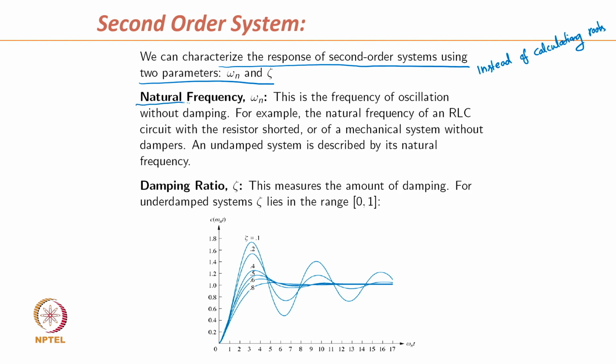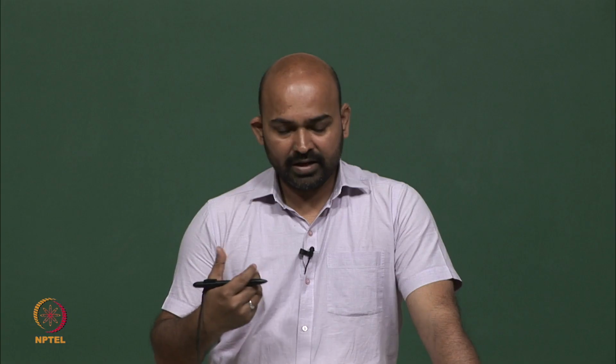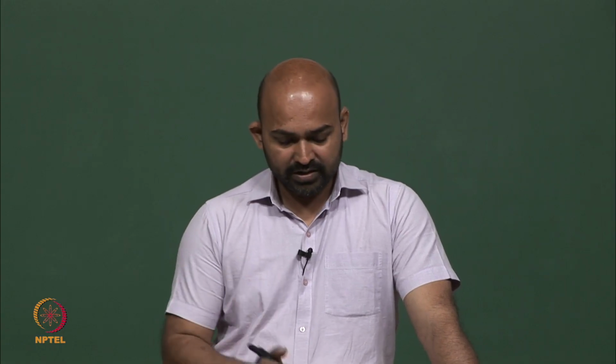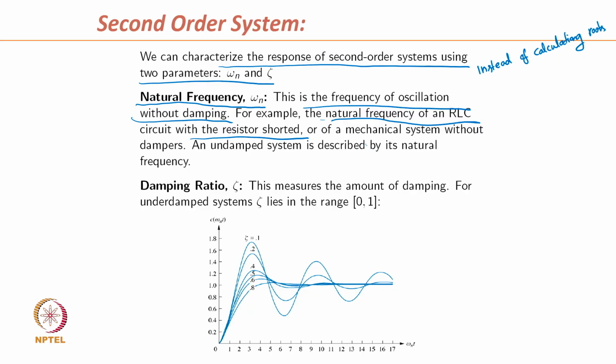Omega n is the natural frequency of the system. So, this is the frequency of oscillation without damping. If we remove the damper from the system, then the frequency of oscillation is this natural frequency. So, for example, in an RLC circuit, if we remove the resistor from the system, because resistance is the element which is opposing this, dissipating this energy and stopping this oscillation, then the frequency of oscillation will be the natural frequency.